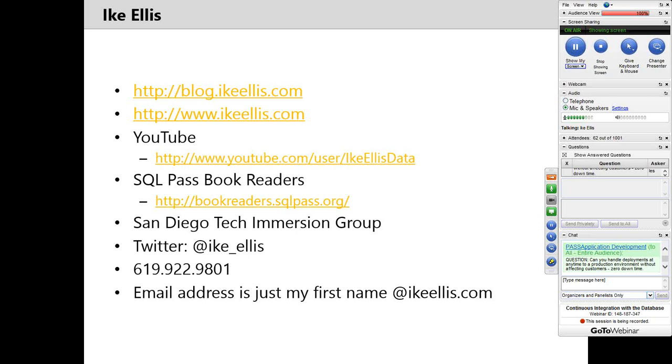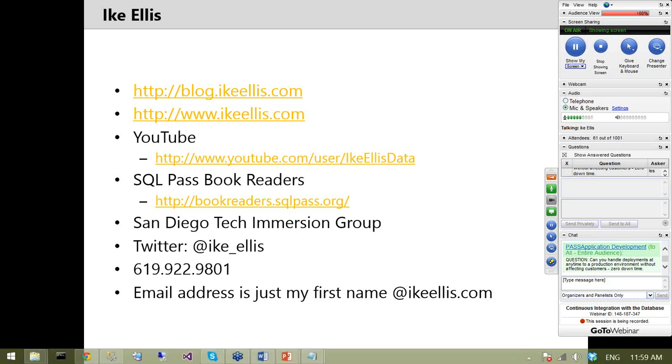Oh, question. Can you handle deployments at any time to a production environment without affecting customers? Zero downtime. Well, that would be the goal, right? That's what Flickr and Amazon do. Ideally that would happen, but it takes a lot of work and effort to get to that. Continuous deployment is what that's called. It probably started with some high-functioning groups in 2010, and they're getting better and better at it. You can listen to a lot of podcasts about it.